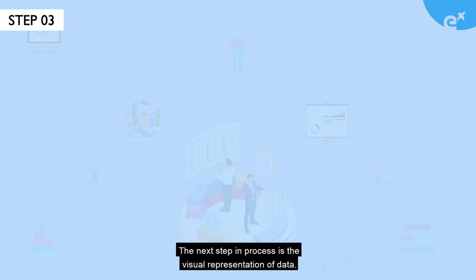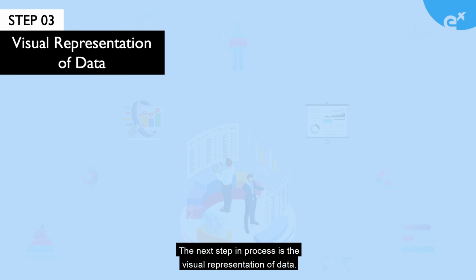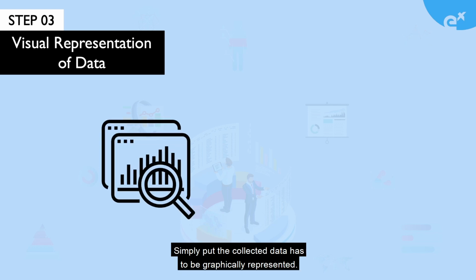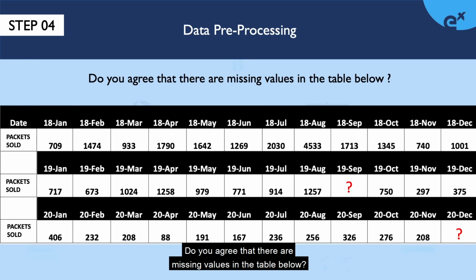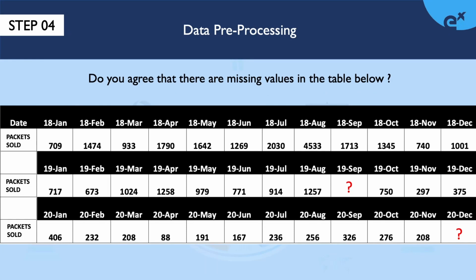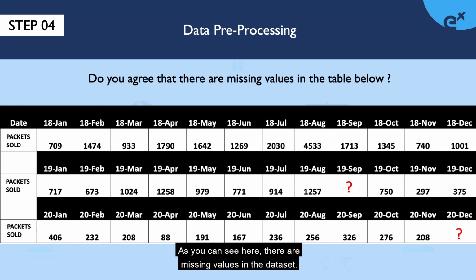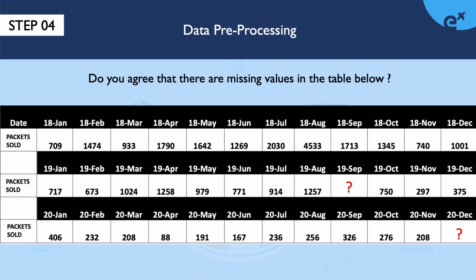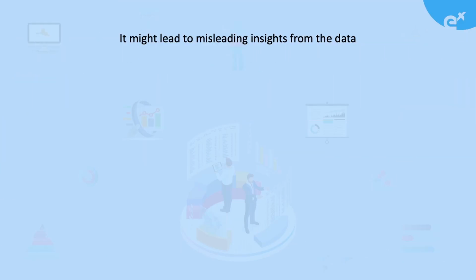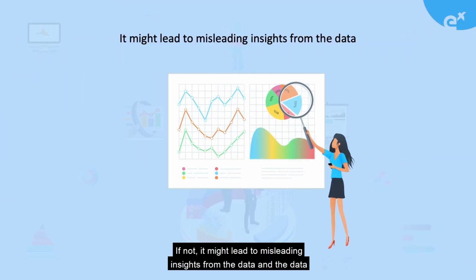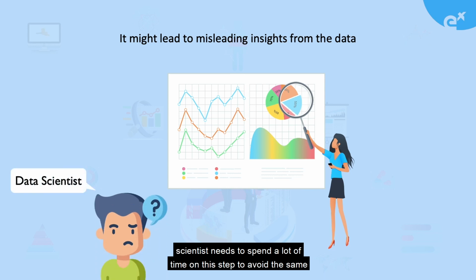The next step in the process is the visual representation of data. What does this mean? Simply put, the collected data has to be graphically represented. This will enable us to understand the trends and patterns in data. Do you agree that there are missing values in the table below? Yes. As you can see here, there are missing values in the dataset, and it's crucial that these missing values are corrected properly. If not, it might lead to misleading insights from the data, and a data scientist needs to spend a lot of time on this step to avoid the same.